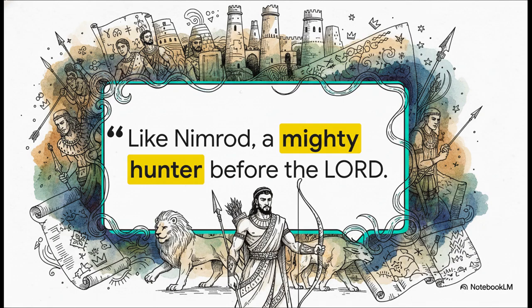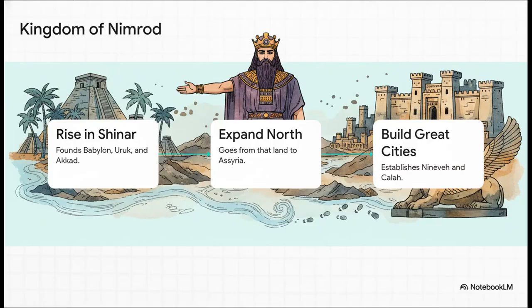He's a grandson of Ham, and he's the first person in this entire chapter to be described with a real personality and a reputation. He's not just a name in a list, he's a mighty warrior, a legendary figure whose fame was so big it got captured in a popular saying. And his story shows us exactly why he's so important.